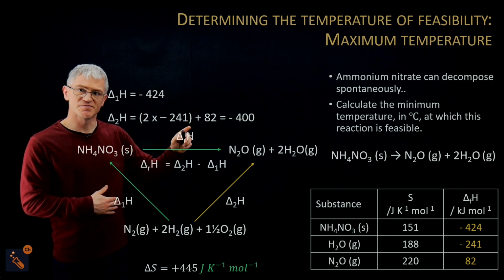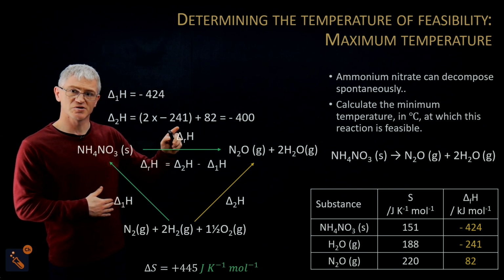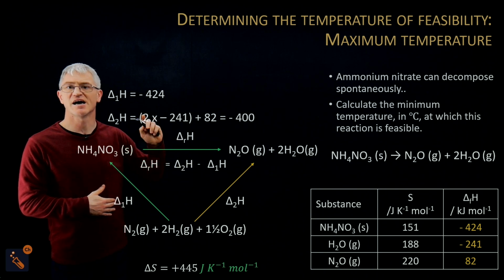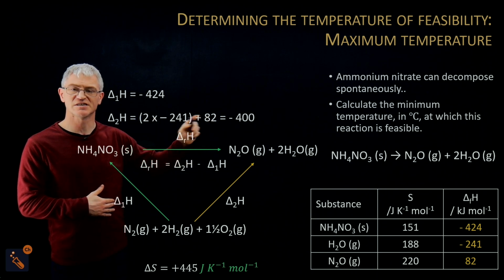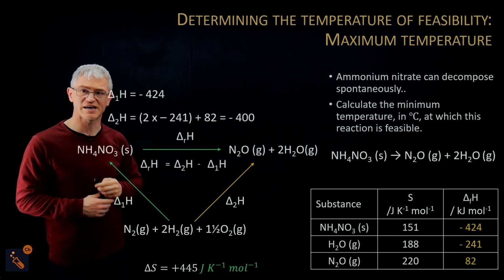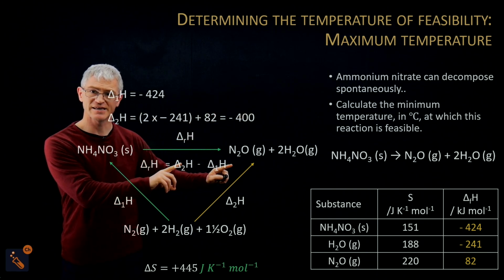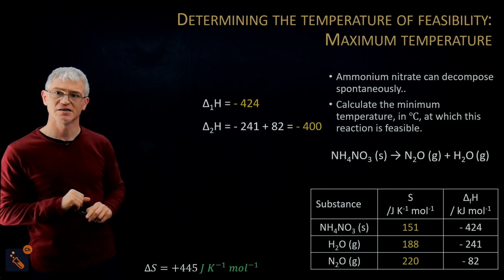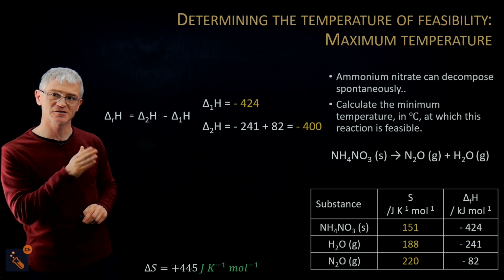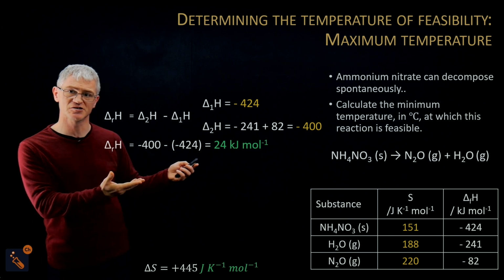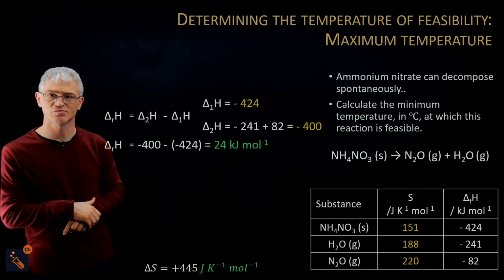Then we've got 2 times minus 241. Minus 241 is the water. Okay, and then we've got the 82 for the N2O, and that adds up to minus 400. And all we do then is plug the 2 numbers into here. Okay. So we're going to keep those there and then plug the 2 numbers in. So we plug the 2 numbers in and we get 24 kilojoules per mole.